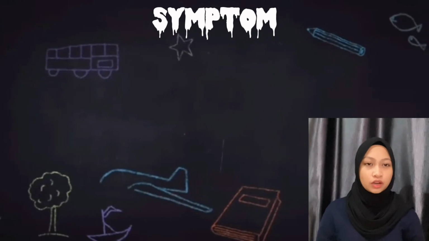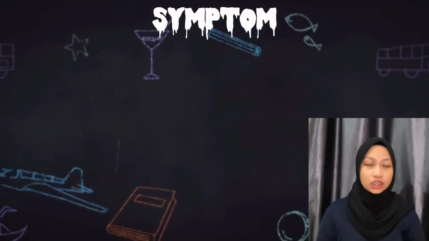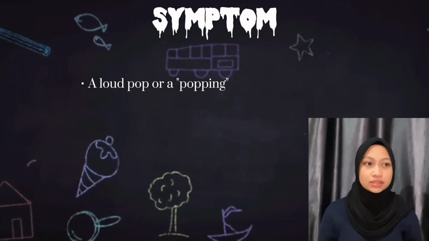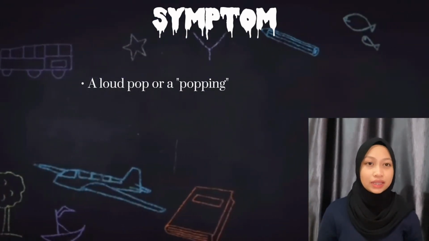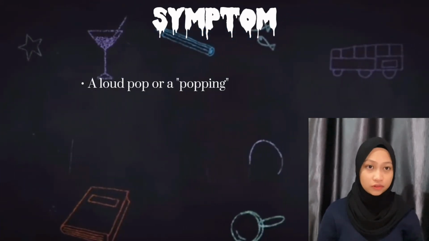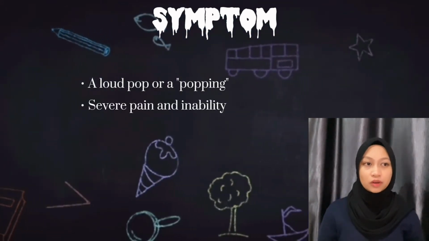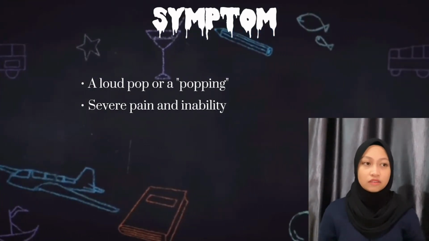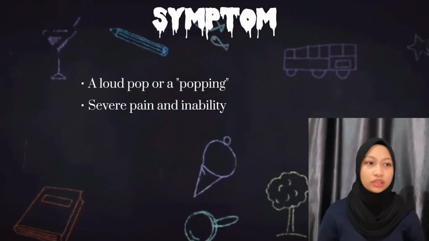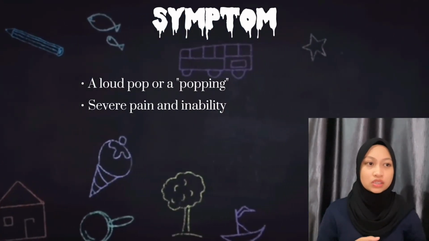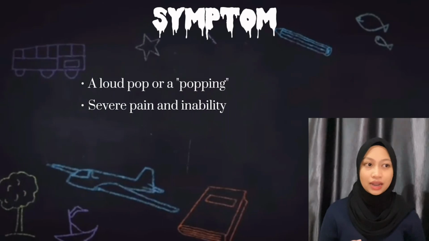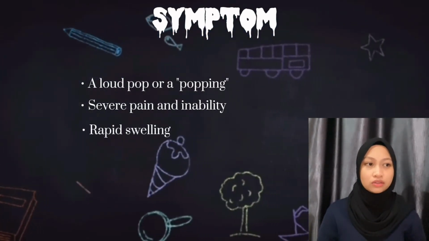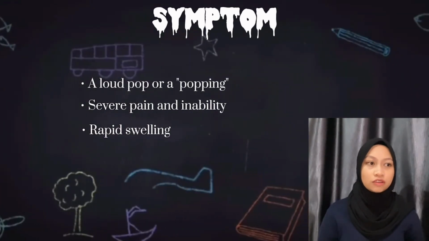Signs and symptoms of ACL injury usually include: first, a loud pop or a popping sensation in the knee, but it doesn't happen to everyone. Second, severe pain and inability to continue activity. If you have a minor injury, you may not feel pain. You may feel soreness along your knee's joint line. Third, rapid swelling. This is most likely to happen during the first 24 hours.